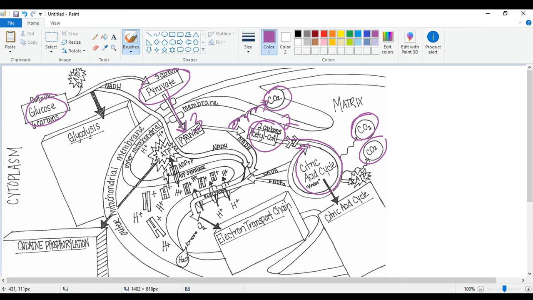So here we had a 3-carbon sugar. It was broken down, or oxidized, into a 2-carbon sugar, and that is going to release 1 carbon dioxide.